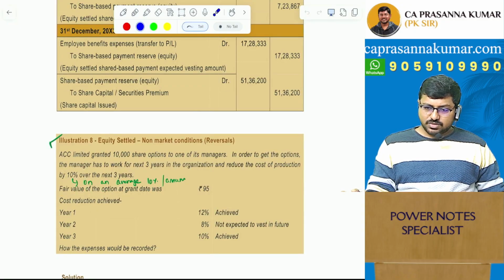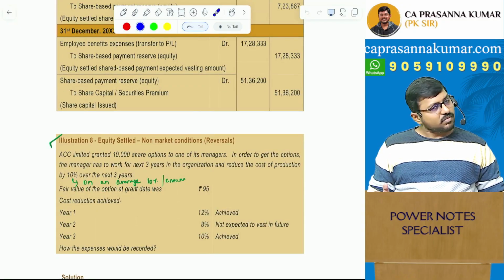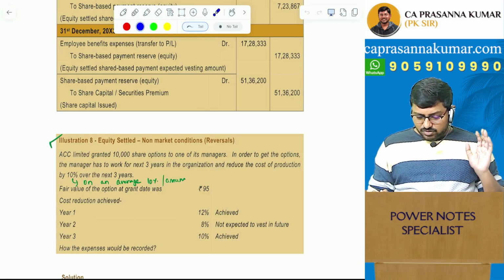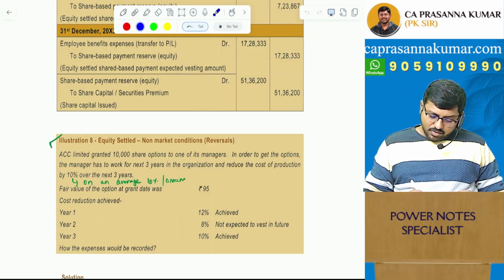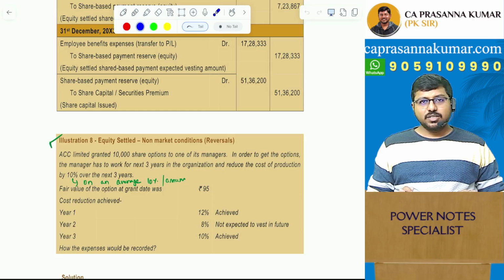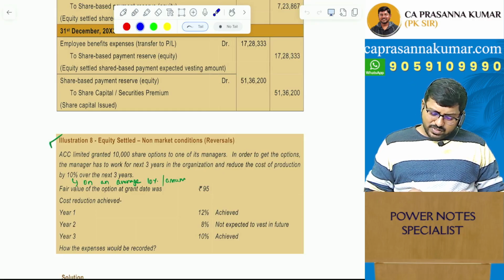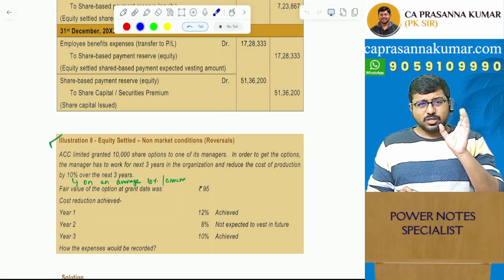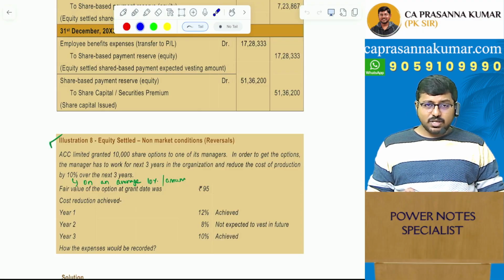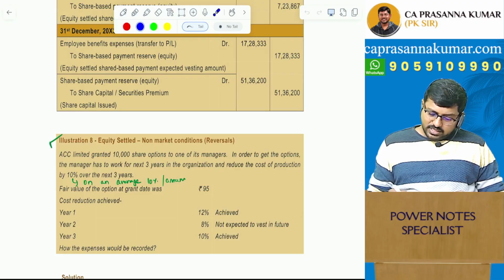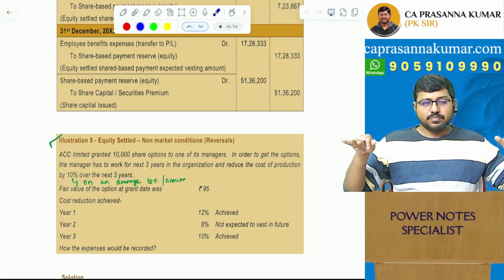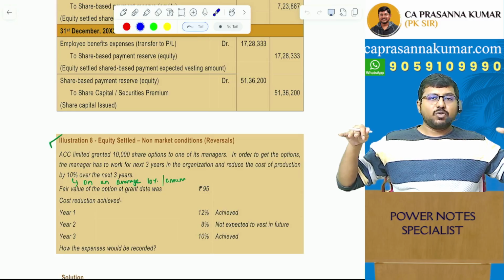Done with your reading, guys? If you look at this question carefully, he has asked how the expenses would be recorded. Did he ask you to pass any entries? No. So we'll just be focusing on the expenses, which means on the numerical part, not on the entries and all that stuff. Now, he says if you want these options to get vested, then the cost of production must reduce by 10% over a period of 3 years, which means on an average 10% over 3 years.